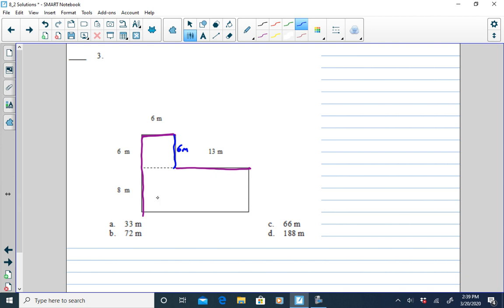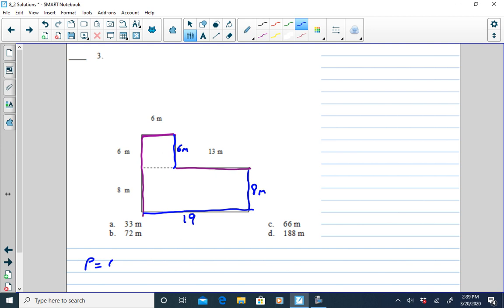This segment is going to be the same as this segment, so that's going to be 8, right? So we didn't know that. And then we need this horizontal segment here, which is going to be the 13 plus the 6, so that's going to be 19. So the perimeter is simply the sum of those segments.